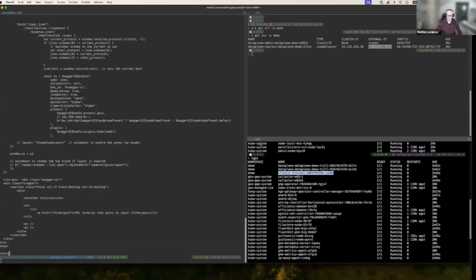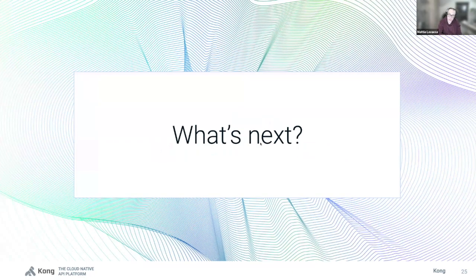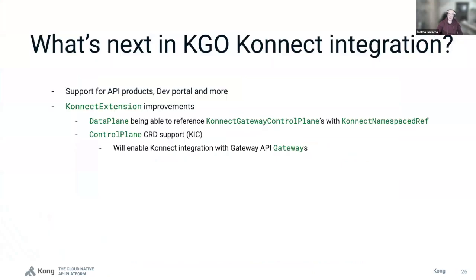Now let's get back to our presentation. So the demo is over, and what's next? Because we have implemented a lot of different things around Konnect and the Konnect integration with KGO, but there is still something to do. For example, we want to add support for API products, dev portal, and some more resources that can be created and managed in the Konnect.